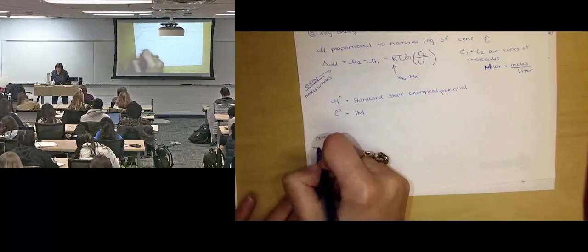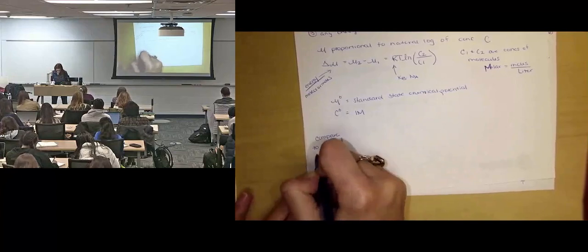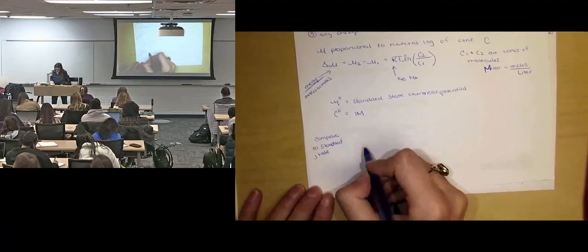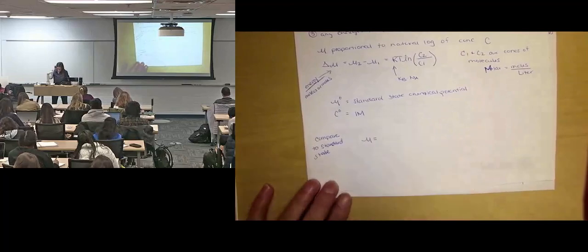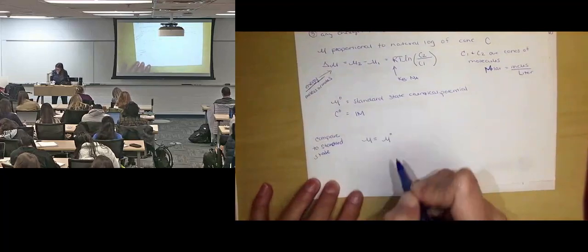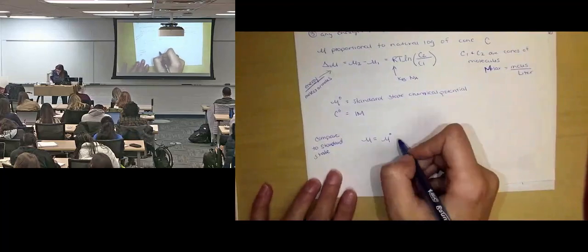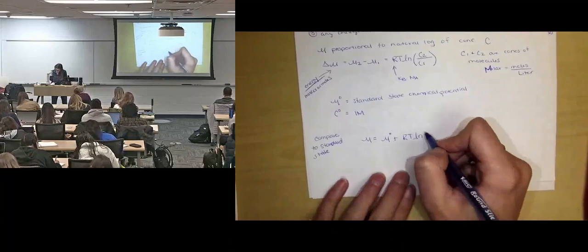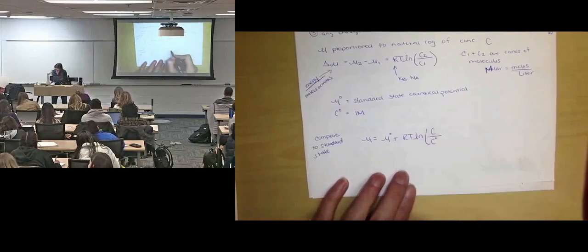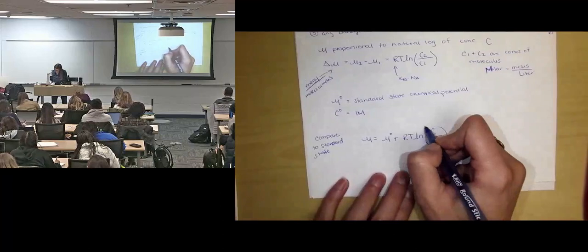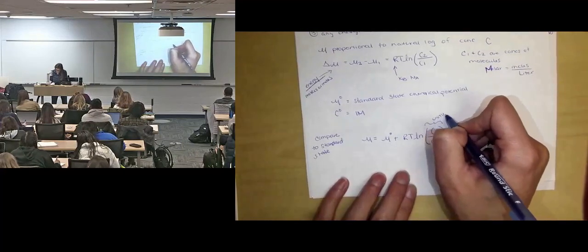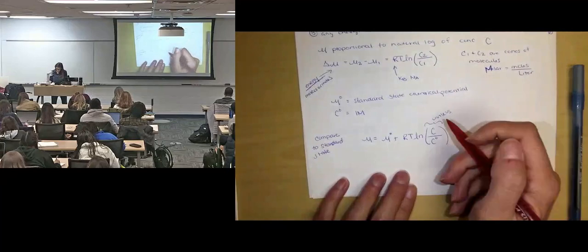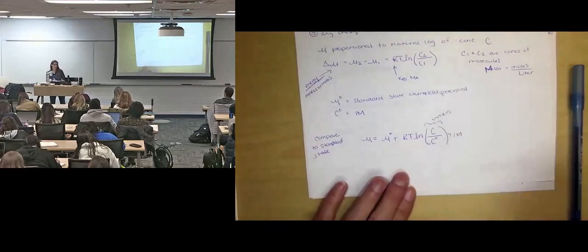So if I want to compare anything to standard state, let's say I want to compare my state, my solution, my system, whatever I'm interested in, to standard state, then mu is equal to standard state mu plus RT times the natural log of concentration over standard state concentration. Okay. This whole piece here is unitless because it's canceling out. But we almost never write this bottom because we're just dividing by 1.